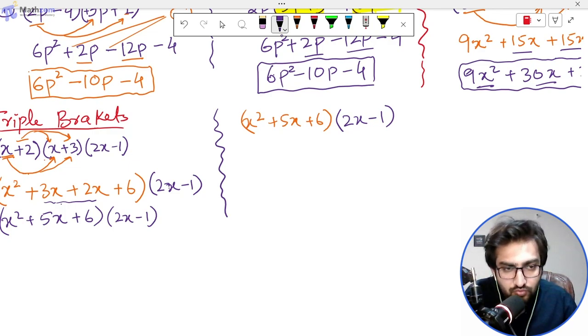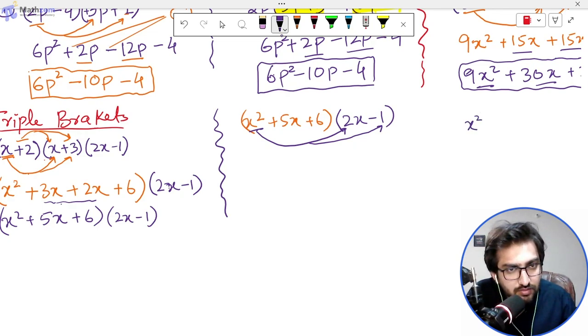Okay, so what we need to do, we need to start with x square and multiply that with 2x, and then multiply x square with minus 1. So let's do that first. So x square times 2x. So 2 will come here, and x square times x is x power 3. Okay, focus on these small things. This is very important for algebra. So that would be x cube.